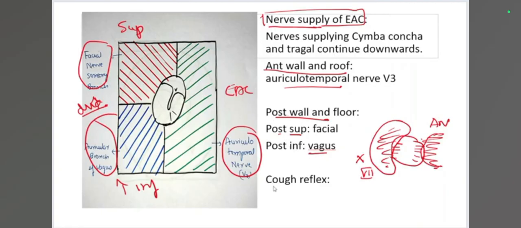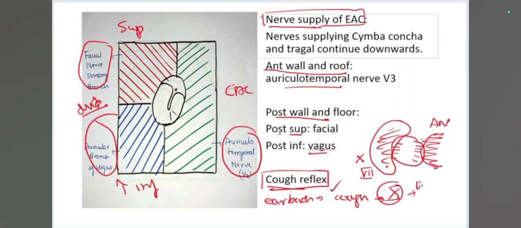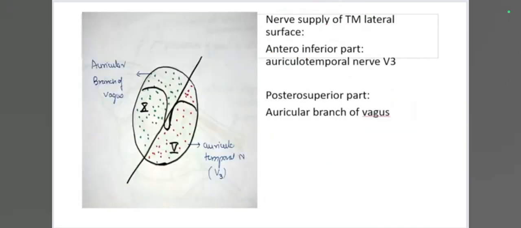Right? So now coming to the applied anatomy, when we use an earbud and try to clean the ear, we sometimes get a cough. That is called the cough reflex, and it is mediated by the vagus nerve, because this is supplying the external auditory canal and this is also supplying the larynx. Okay, now coming to the tympanic membrane, the nerve supply of the tympanic membrane.